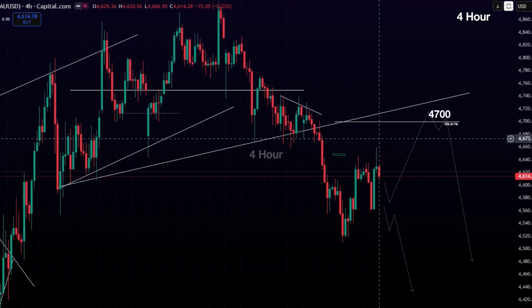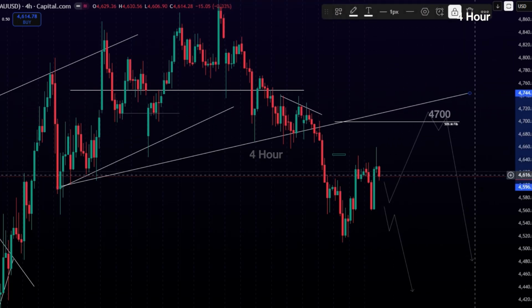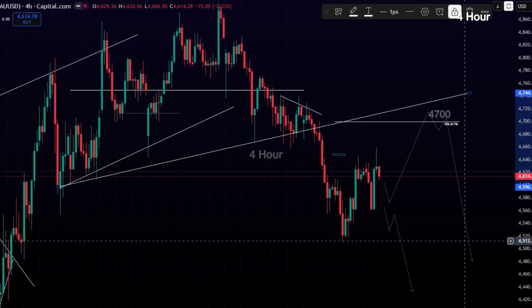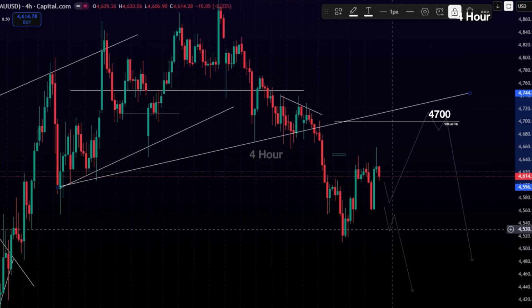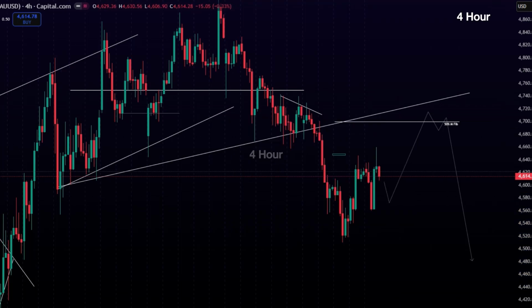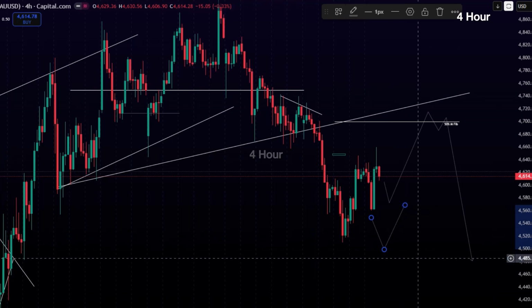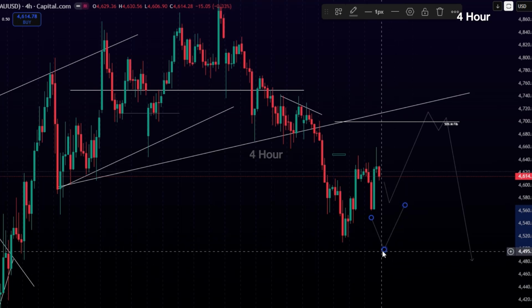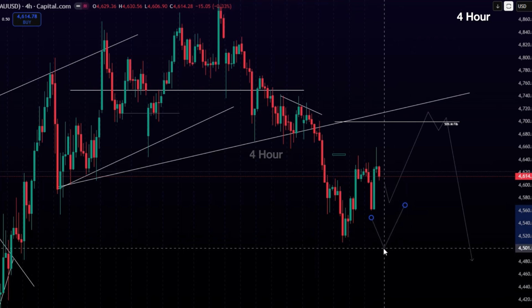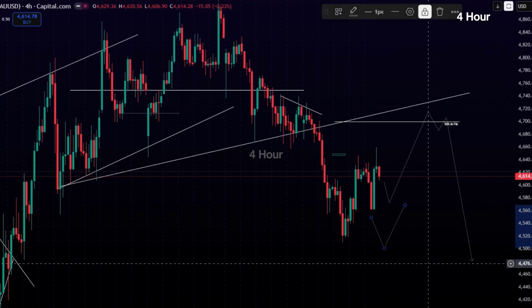So we're going to be looking for selling opportunities from around here, and that's just what I'm going to be doing, right? If you're looking to buy, then you could look to buy from this level or somewhere around here. The 4500 level, you could look to buy from somewhere around there, right? But I'm going to be majorly looking for sales. That's just what I'm going to be doing.